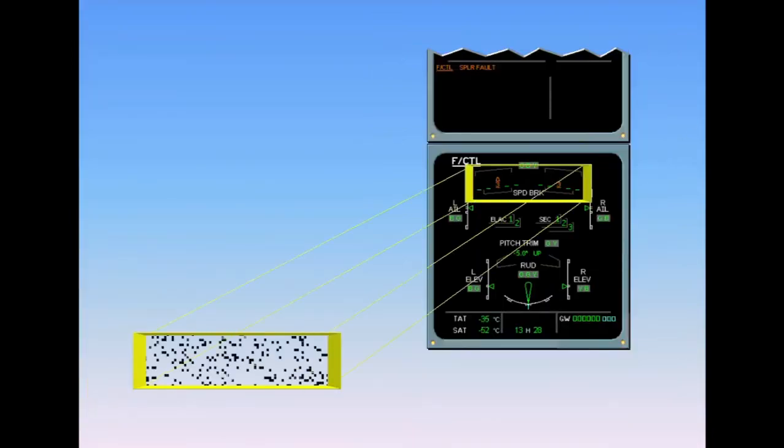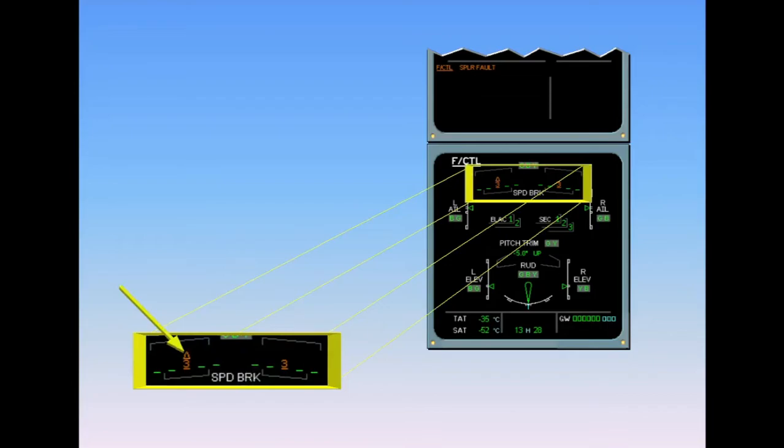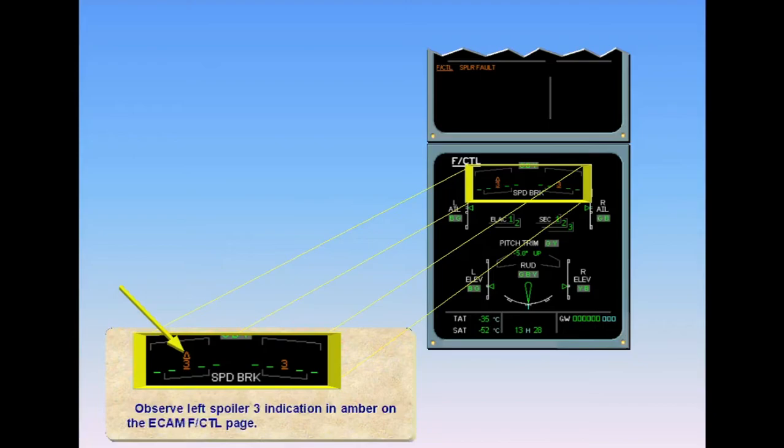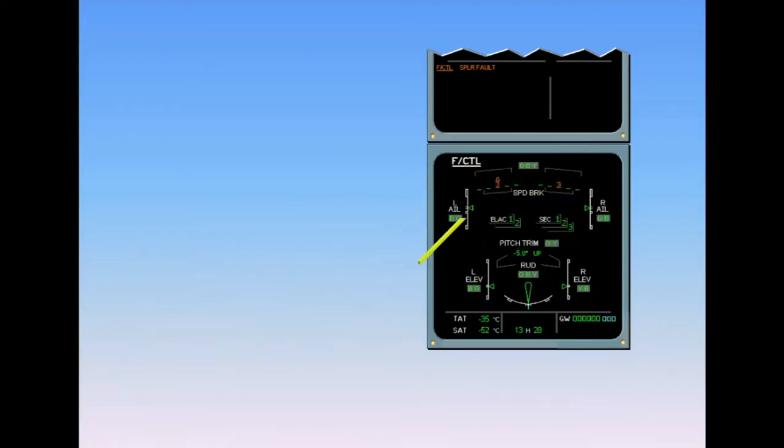Observe left spoiler 3 indication in amber on the ECAM flight control page. These indications mean that left spoiler 3 has failed in the extended position. The SEC, which controls this spoiler and has detected the fault, will automatically retract it and inhibit its symmetric one on the other wing, right spoiler 3, also shown in amber.